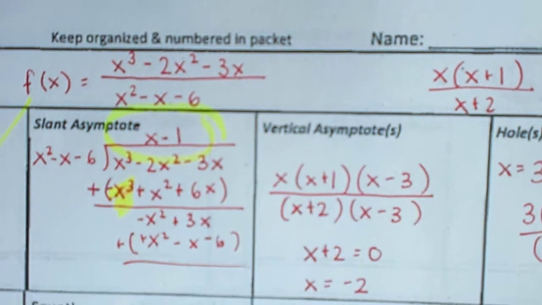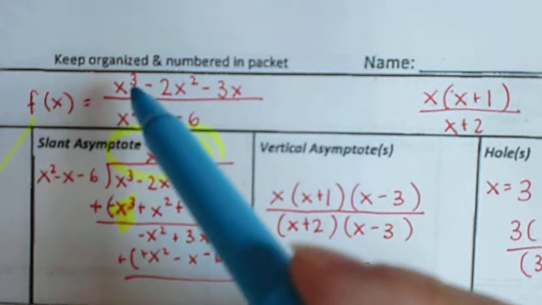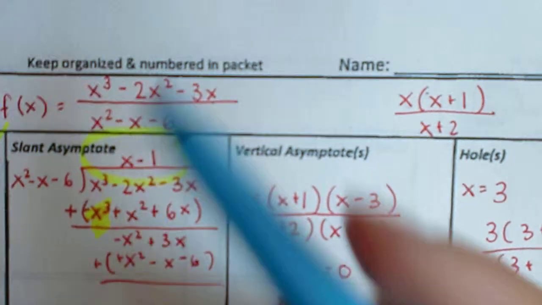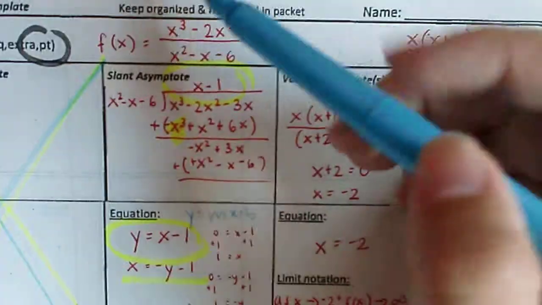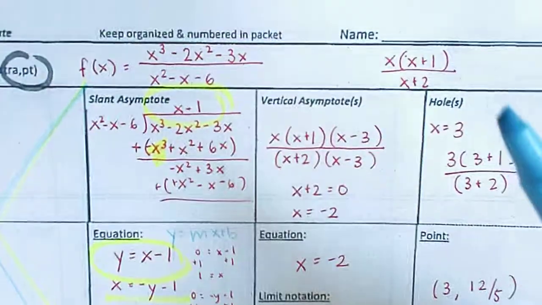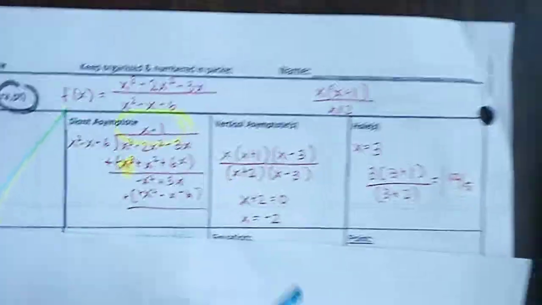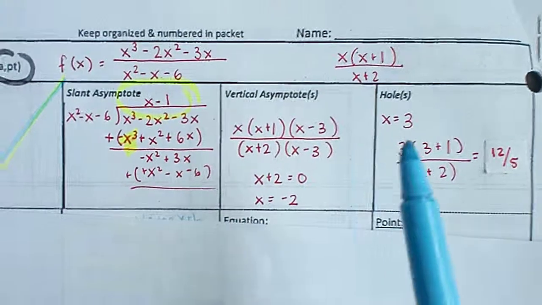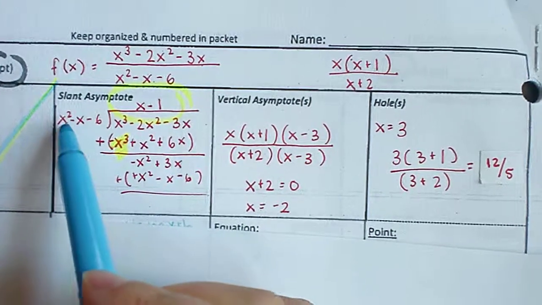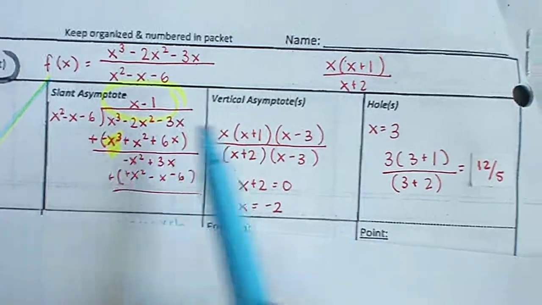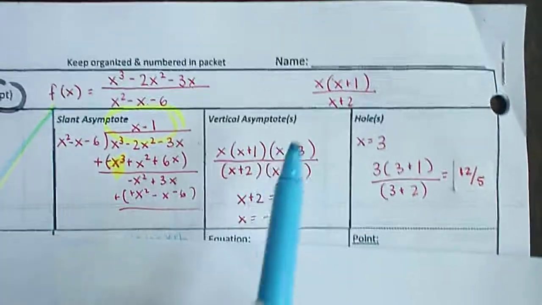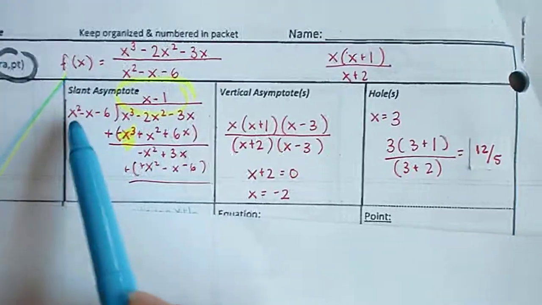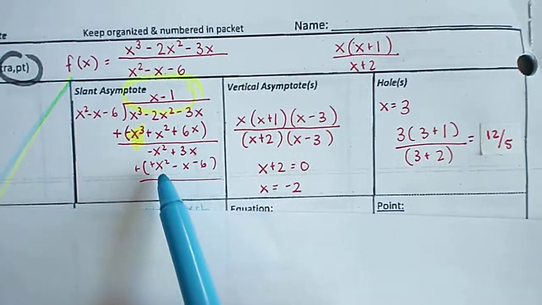Because the top degree is larger than the bottom, we have no horizontal asymptote. Additionally, because it is only one larger, we do have a slant asymptote. To find that, we will use long division. We know that x times x squared is x cubed, and when we subtract that, we get negative x squared plus 3x. And we know that negative 1 times x squared equals negative x squared.